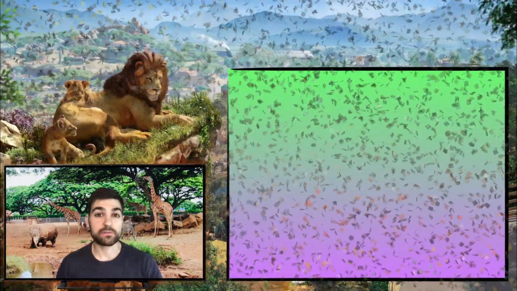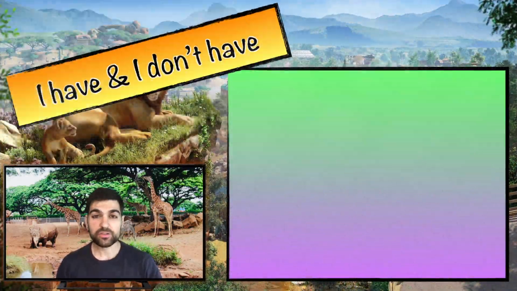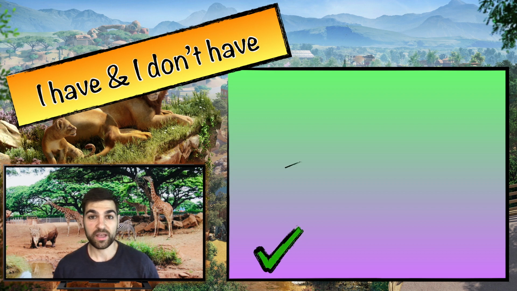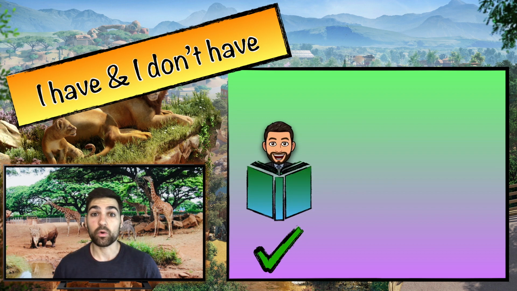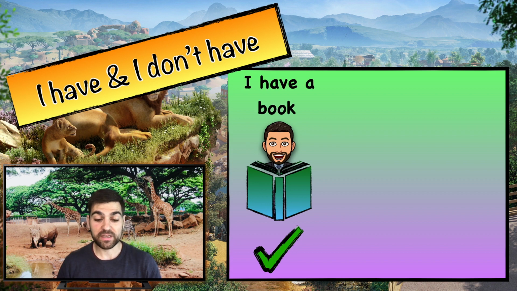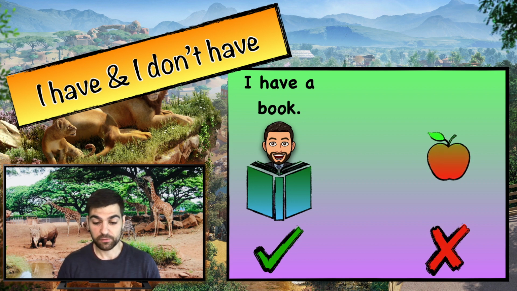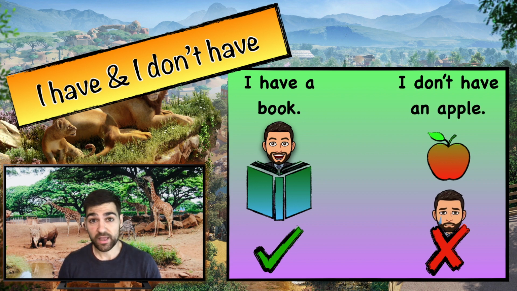Now let's cover some grammar. Let's talk about I have and I don't have. We did the same in our last lesson when we studied farm animals. If you didn't watch that video, click on that link. If I say that I have something, like for example a book, then I would say I have a book. But if I don't have it, for example an apple, then I would say I don't have an apple.